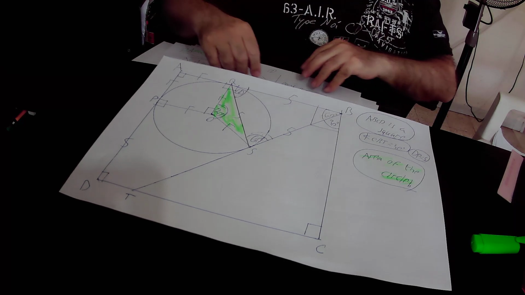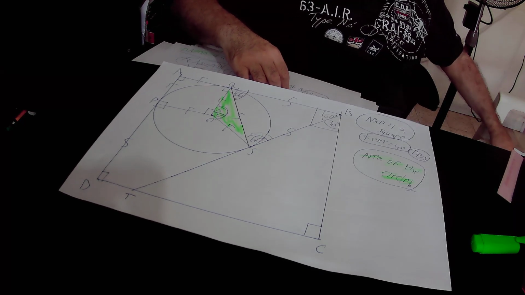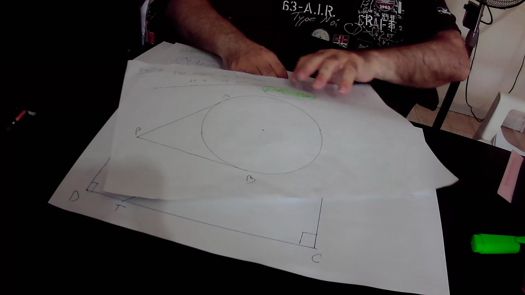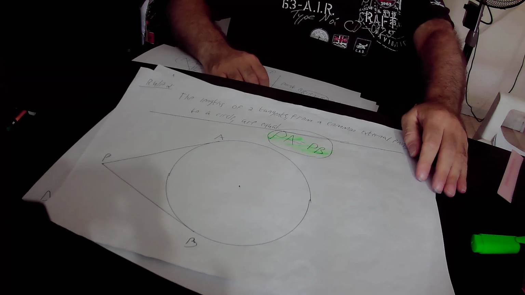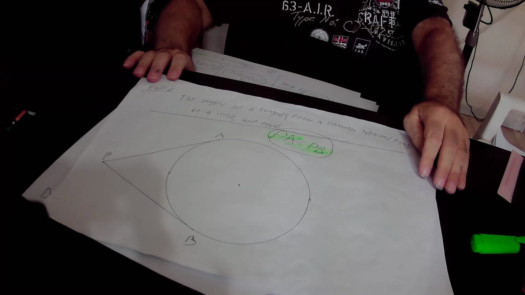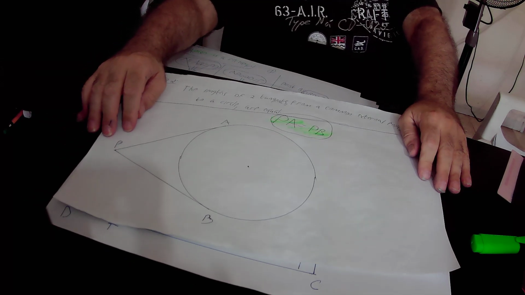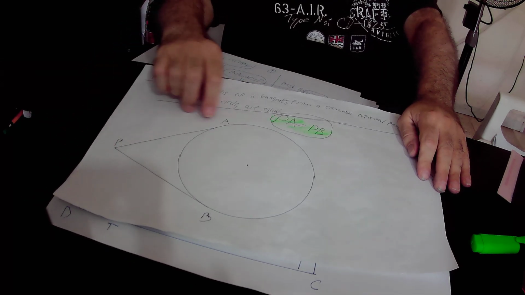Then I presented to you rule number 2, and we implemented rule number 2 in our drawing. According to rule number 2, the lengths of two tangents from a common external point to a circle are equal. We have the common external point P. From the common external point P, we have tangent PA and tangent PB.